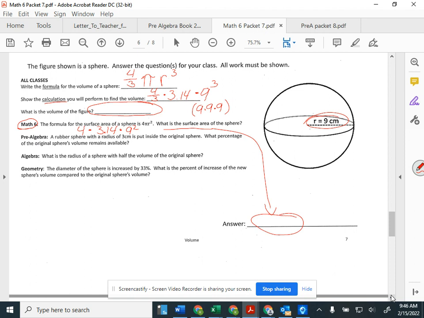So I don't have fractions. So you multiply by 4, and then at the end you divide it by 3. So if you can't do the fraction on your calculator, it's okay. You multiply it all by 4, and then you divide it by 3.